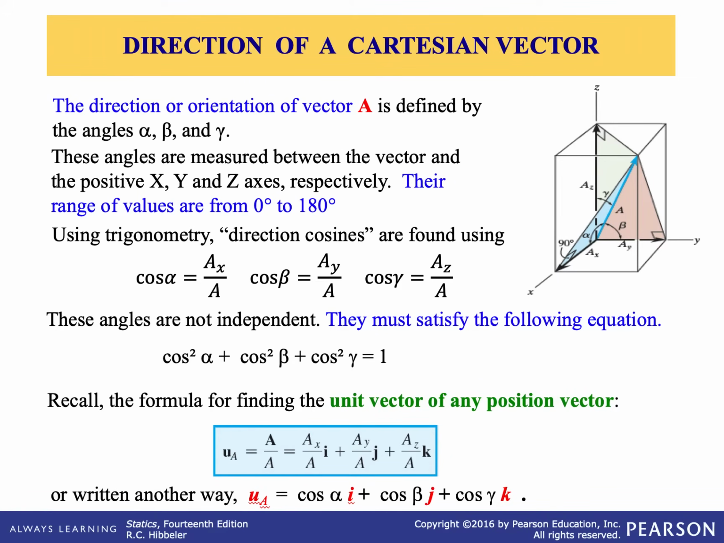Now these angles are not independent, they must satisfy the following rule: cosine alpha squared plus cosine beta squared plus cosine gamma squared equals 1, and this is similar to what we have in 2 dimensions.